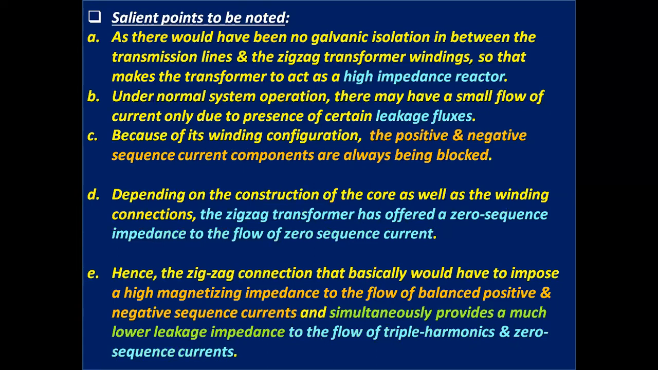Salient points to be noted. A, as there is no galvanic isolation between the transmission lines and the zigzag transformer windings, that makes the transformer act as a high impedance reactor.